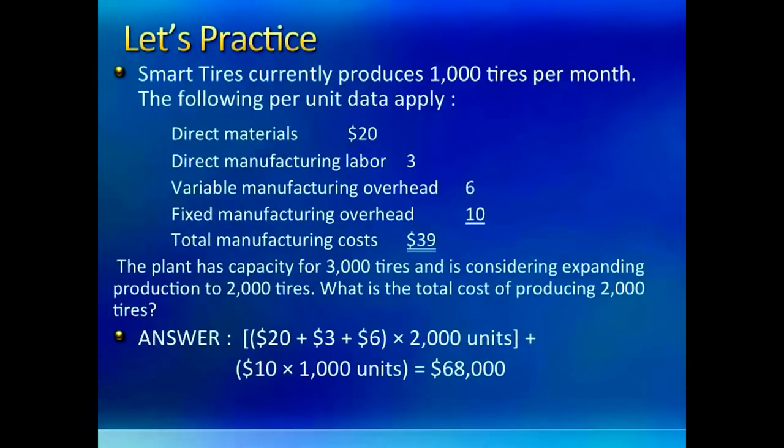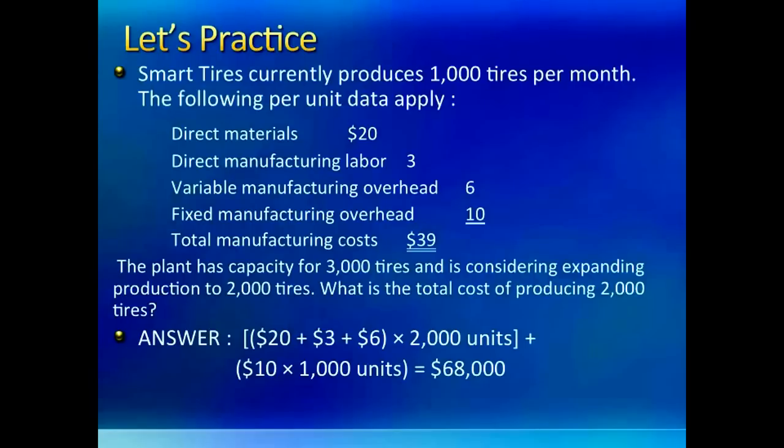Are you doing okay? If you get this last one, you are very, very fine. Here, you are given per unit numbers for both variable and fixed costs. It is obvious that the first three, direct material, direct labor, and variable manufacturing overheads, are variable costs, meaning that they will move proportionately with volume of production.